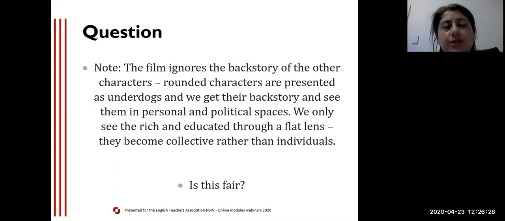A question that we do need to ask at this point, though, and this goes back to the idea of what kinds of things does the text ignore, and that is that the film ignores the backstory of the rich upper class characters. They're often presented in very flat ways. They don't have a backstory, they don't have depth, they're merely figures of collective identities. And so we need to take this into consideration when we're considering whether the text itself represents all of Australia and whether it does so fairly.